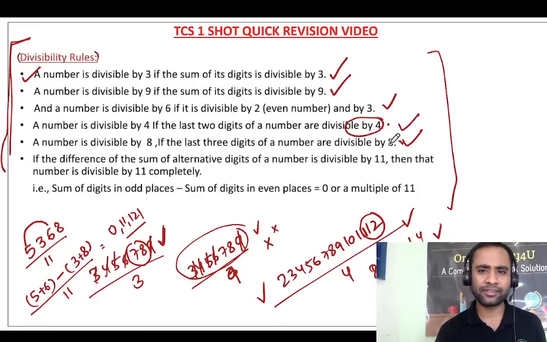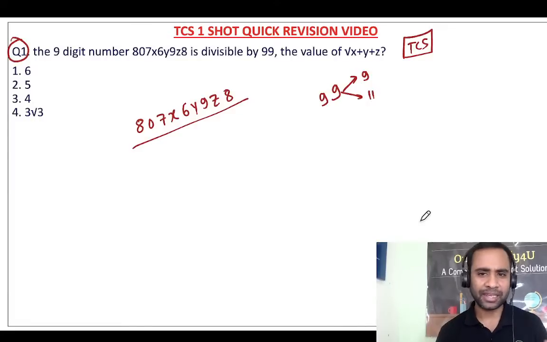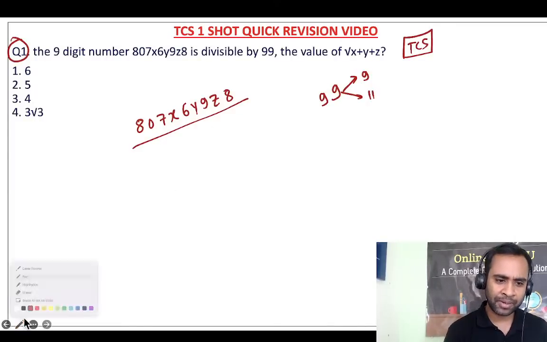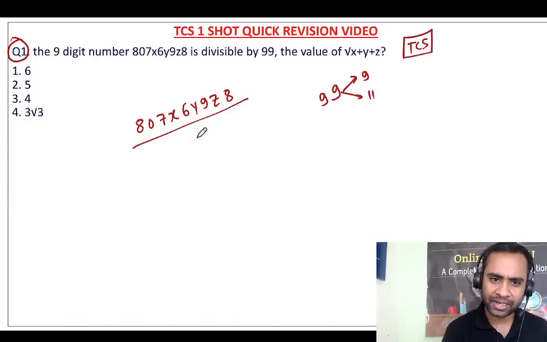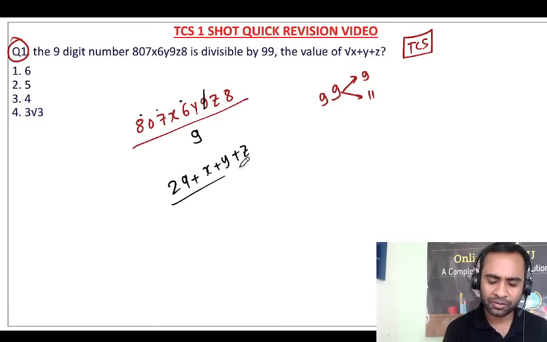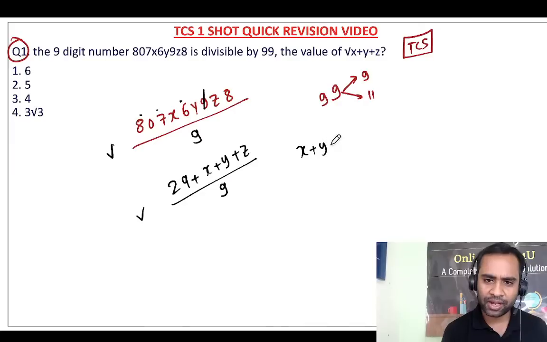See, the only thing is, if you know the divisibility rules of these numbers, then it will be easy for you. Now, can you tell me how this number will be divisible by 9? So this 9 is gone, okay? And then 8 and 7, 15. 15 and 6 is 21. 29. 29 plus x plus y plus z. Now this should be divisible by 9. Then this number will be divisible by 9.